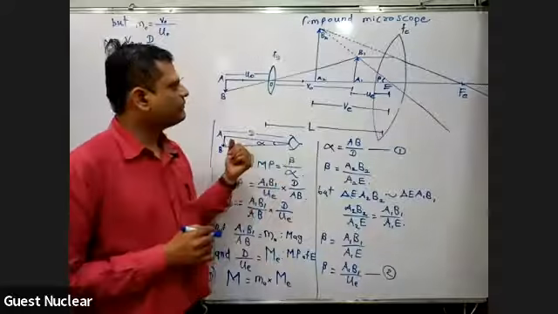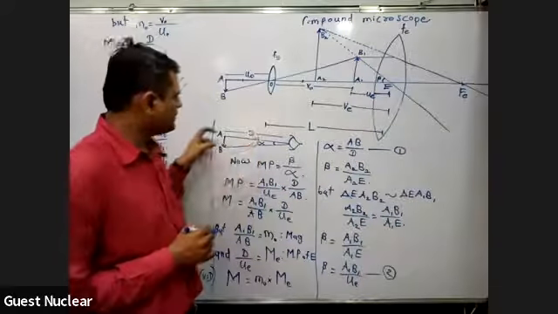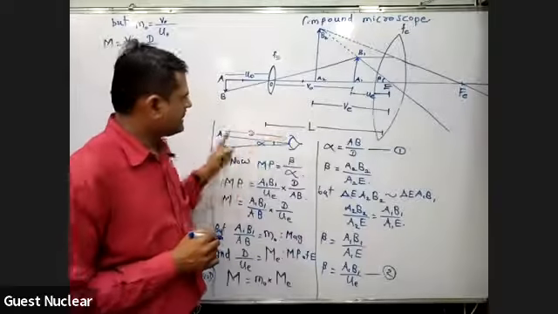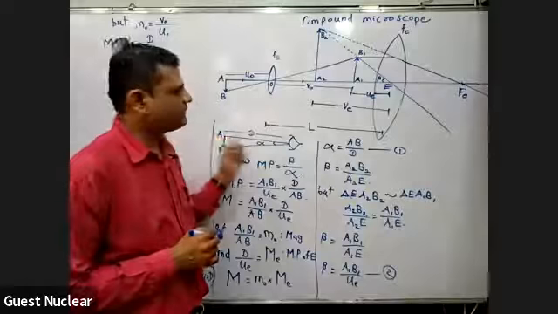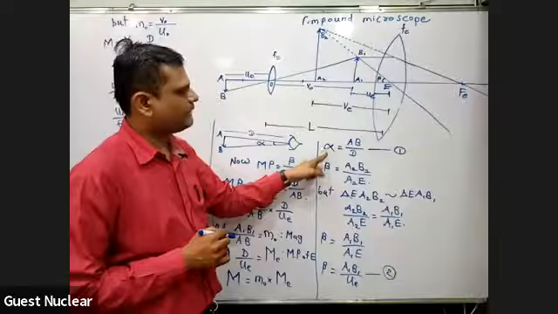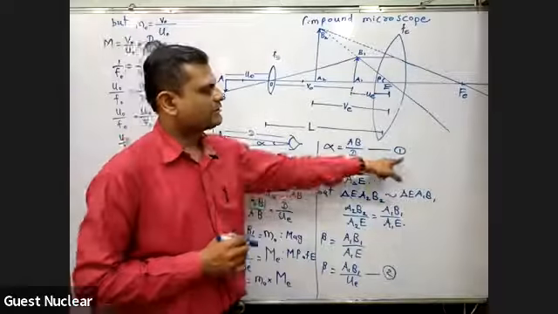Okay, now first of all we'll just compare the angle. Standard angle कौन सा है हमारा? When the object is kept in front of the eyes and it is kept at a distance of distinct vision, then the angle formed here is going to be alpha, which is going to be equal to AB upon capital D. It is given as equation number 1.